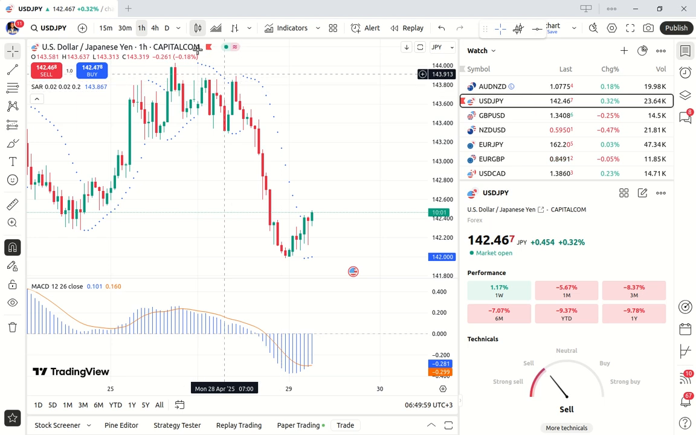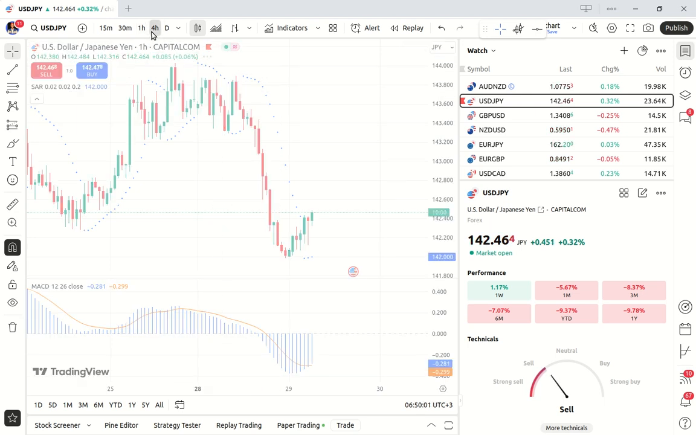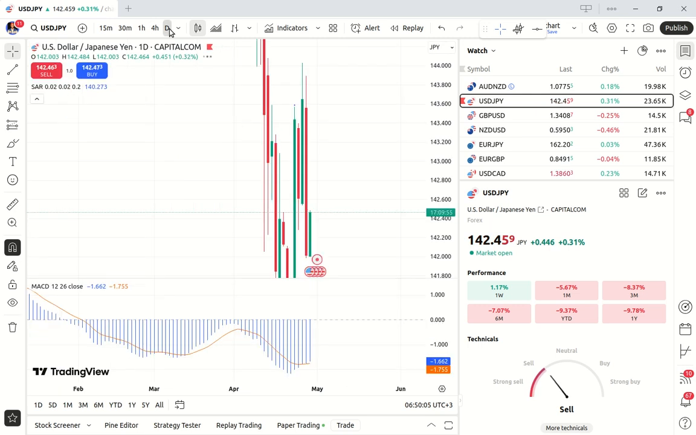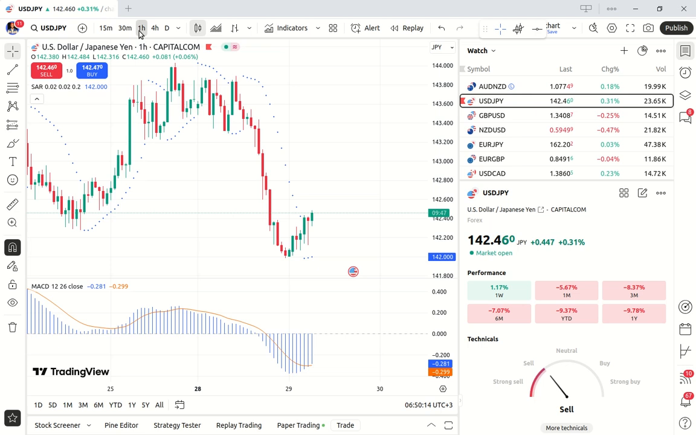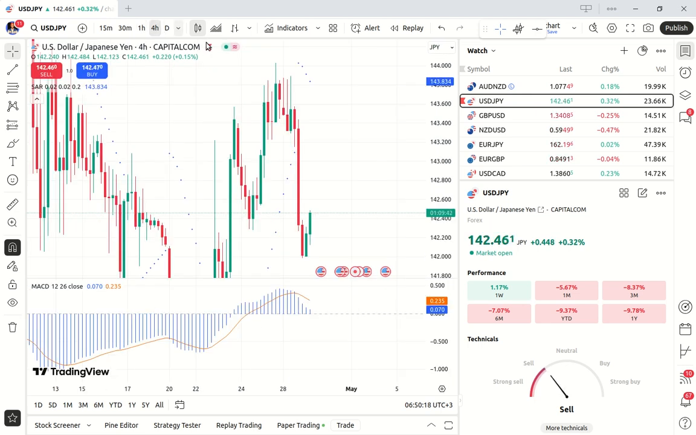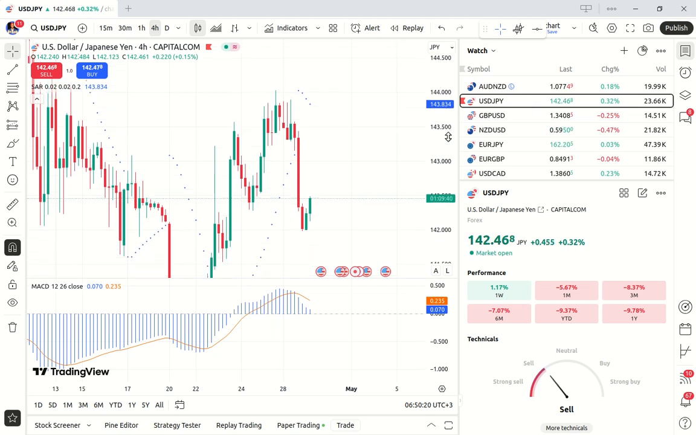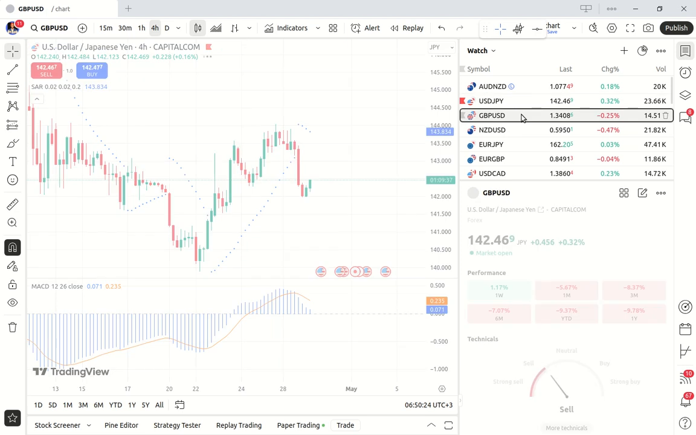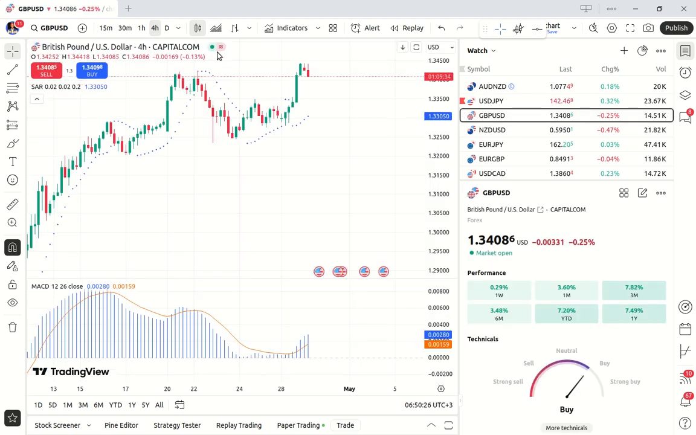You see it's above, it's not above here, and it's above here. So the blue line is above the orange line on the daily and on the 1 hour, but it's not above on the 4-hour mark. It's not above on the 4-hour mark, so we will not trade it.